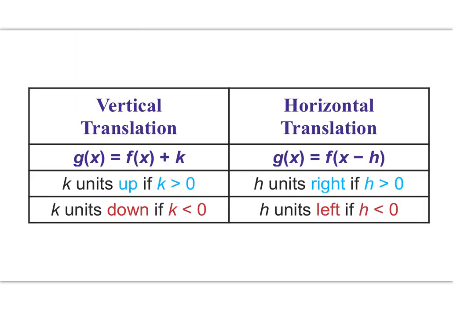So just to recap, for vertical translations, remember to go up and down, you're outside of the function. To go left and right, you're inside of the function. On the outside, if it's positive, you're going to go up; negative, you're going to go down. Remember, we're talking about the h here, not what you see visually. So when you see a minus, that means your h is positive, you're going to go right. When you see a plus, that means your h is negative and you're going to go left.